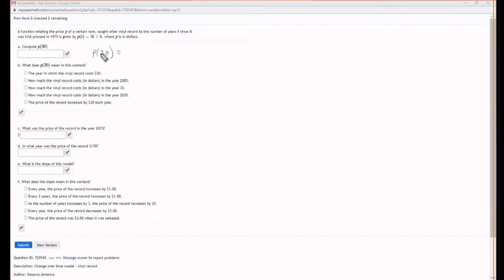So what we're doing is we're plugging 30 in for our input variable. In this case, that's T. So I replaced T with a 30 on the left, so I'm going to replace T with a 30 on the right. And you can plug this in your calculator, or I think in this case it's some quick mental math. So we'll get 95 here.